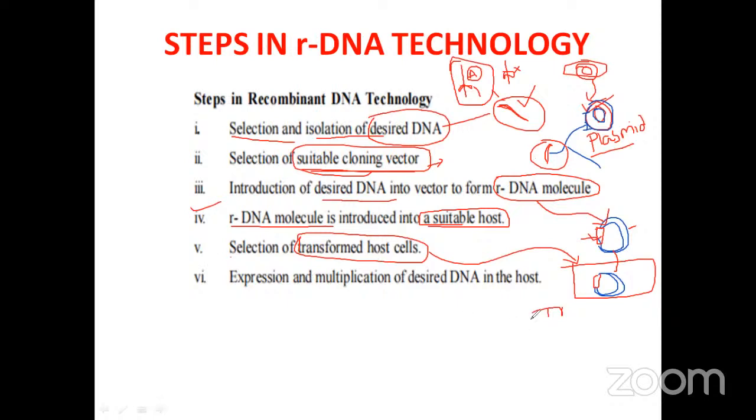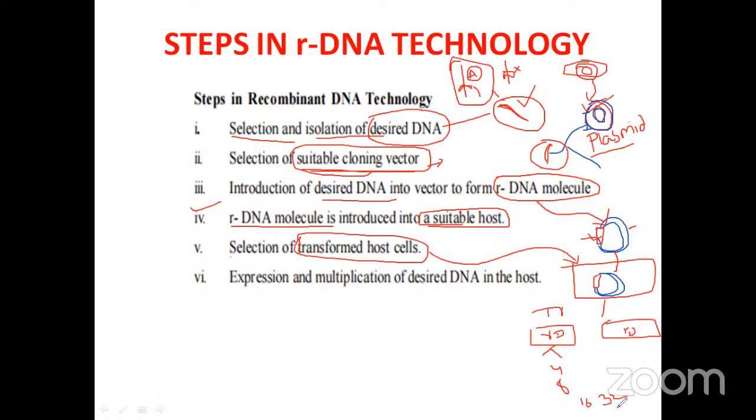Now, selection of the transformed host cell. After formation of the transformed cell, what is the characteristic nature of bacteria? During binary fission, it can multiply in number: 2, 4, 8, 16, 32. Finally, it forms an uncountable number of bacterial cells. In each and every bacterial cell, when it is divided, the rDNA is also present. Like that, a number of rDNAs are formed.